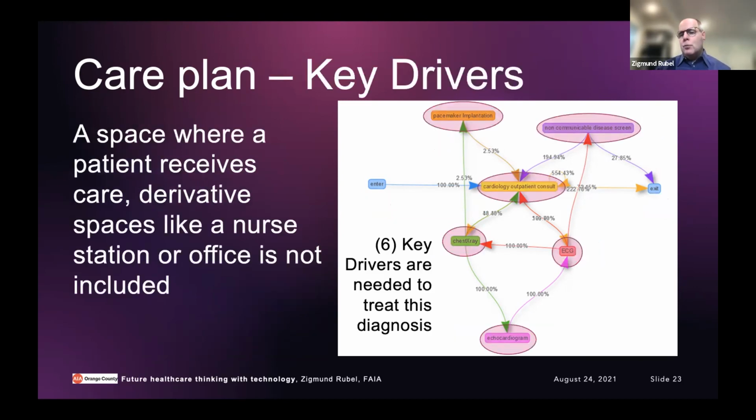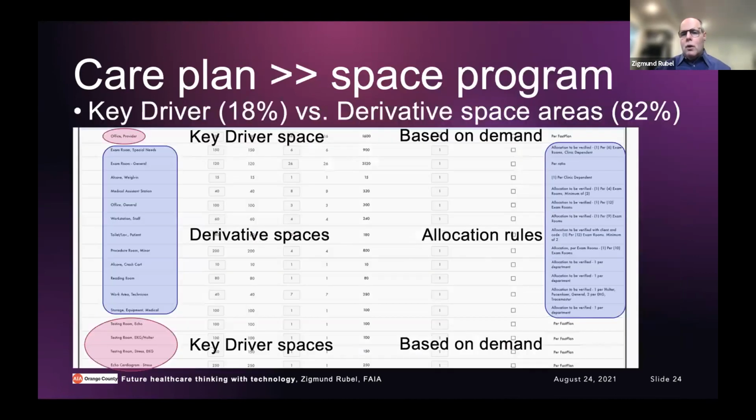So these circular rooms or spaces are what we call key drivers, and they are the main spaces where patients receive or experience care. But they're not what I'll show you next, the derivative spaces like a nurse's station or a storage room, which have to be there, but you don't need to really understand how many there are at this level. So as you're doing a space program, you have these key driver spaces, and then you have the derivative spaces, which are all typically based on rules or logic. I call them allocation rules.